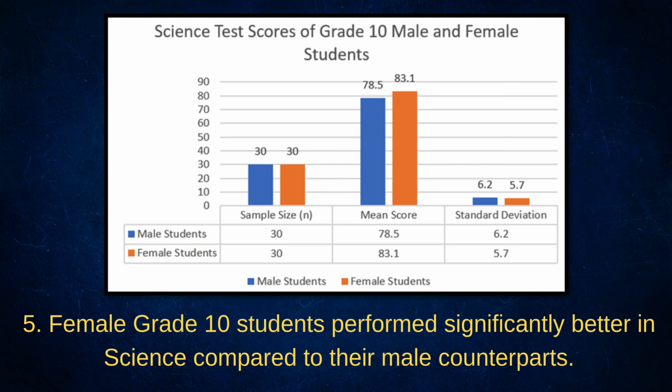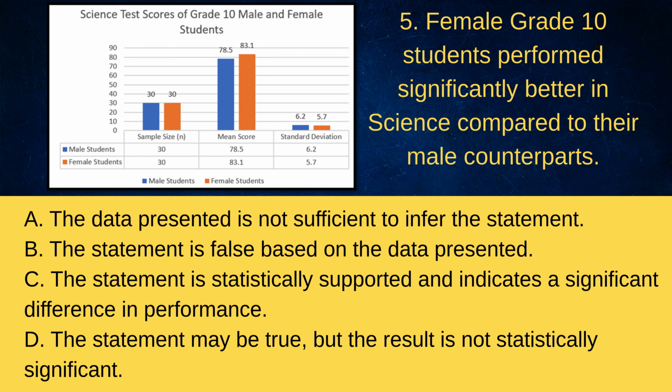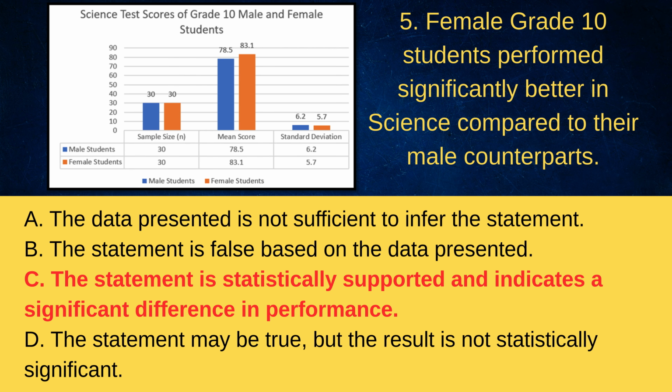Item 5. Female grade 10 students performed significantly better in science compared to their male counterparts. A. The data presented is not sufficient to infer the statement. B. The statement is false based on the data presented. C. The statement is statistically supported and indicates a significant difference in performance. D. The statement may be true, but the result is not statistically significant. The correct answer is letter C.